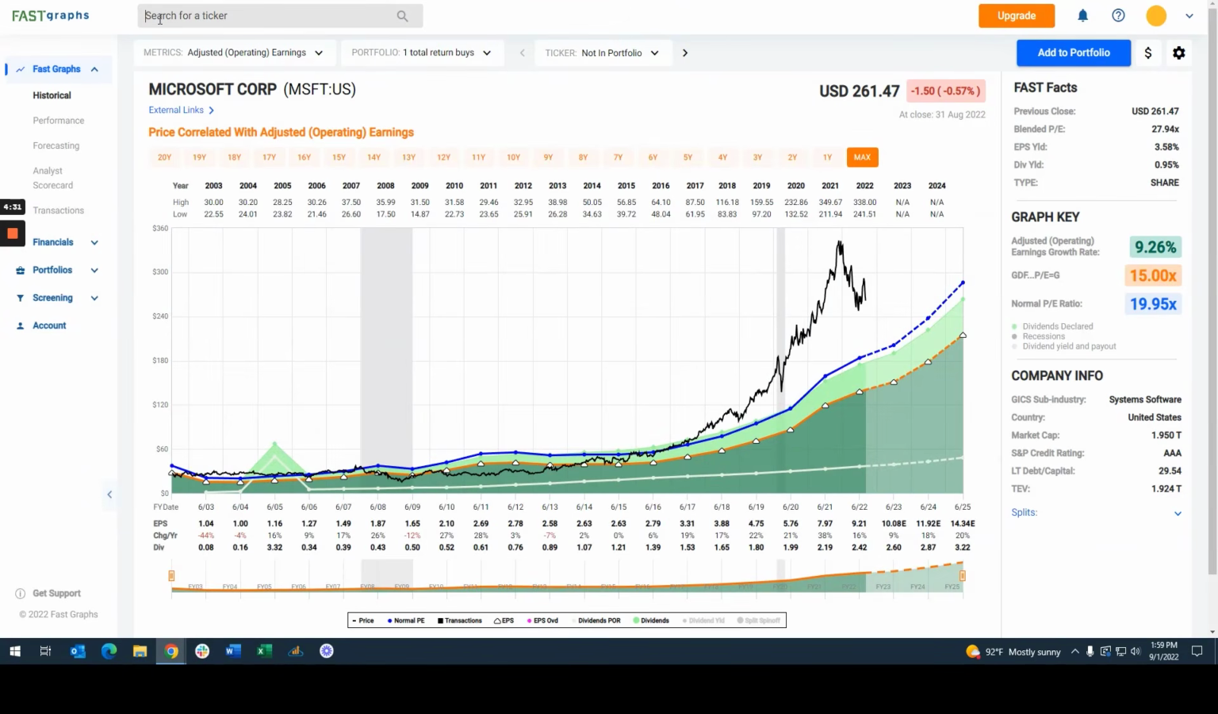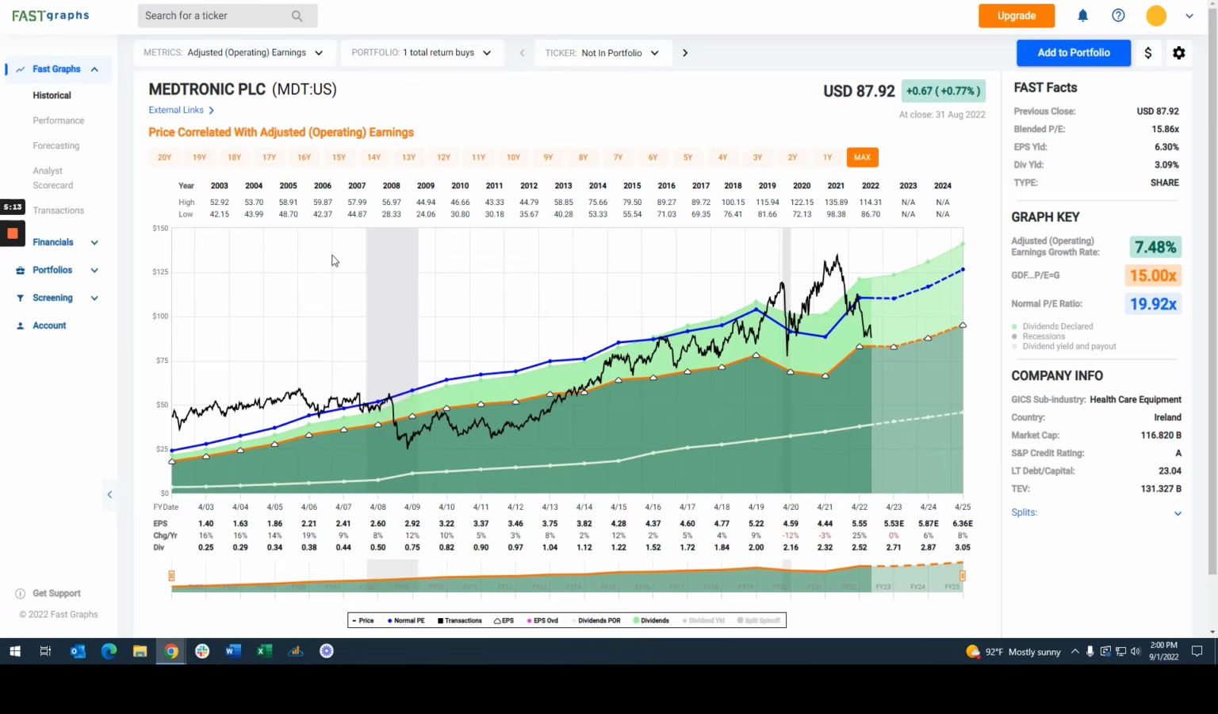Now, let's look at a couple of different examples here that are interesting to help give some more clarity. Let's look at a company like Medtronic and see how the normal PE applies to this company. All right, now let's analyze what we're looking at. Let's start with the 20-year graph again.